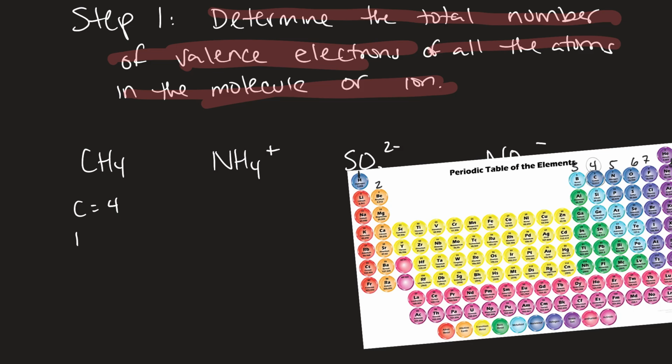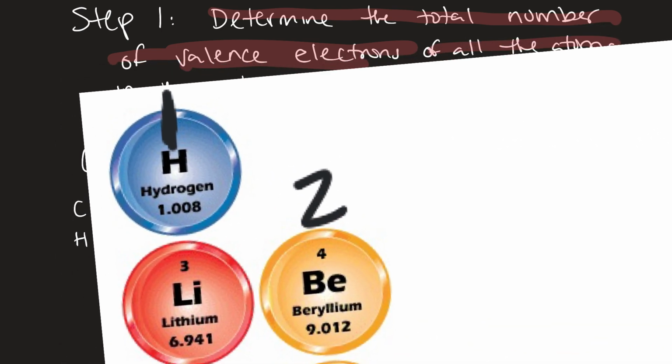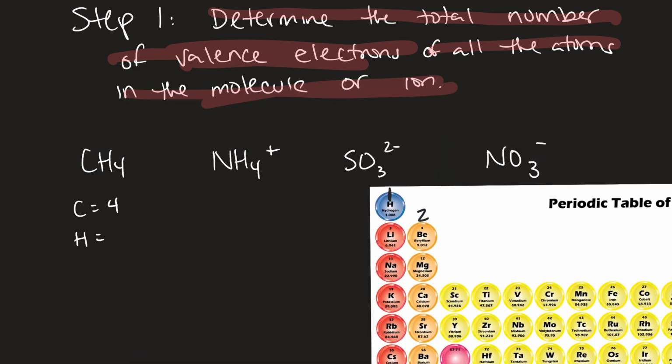Then I want to see how many valence electrons hydrogen has. Let's look at our periodic table. Hydrogen is in that first group, so hydrogen has 1 valence electron. But notice that we have 4 hydrogens in this compound, so I'm going to multiply this number by 4 and figure out the sum. So 4 plus 1 times 4, we have 8 total valence electrons for this compound of methane.